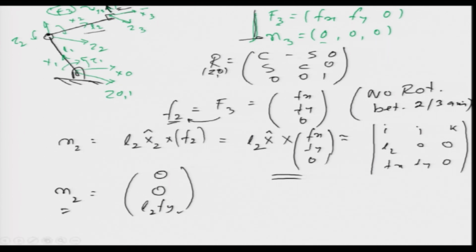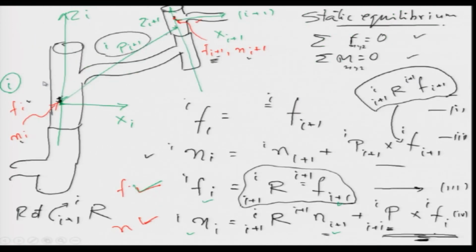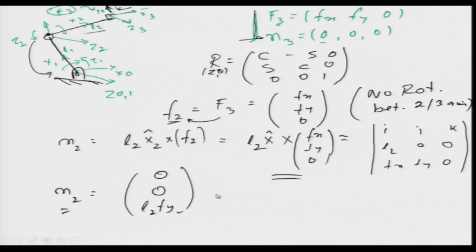Next, from here let us move on to axis 1 using this formula again. So, i becomes equal to 2 and i becomes equal to 1, and we get for forces and moments, what do we get? So, F1 is equal to, now there is a rotation matrix which is C2 minus S2 0, S2 C2 0, 0 0 1.